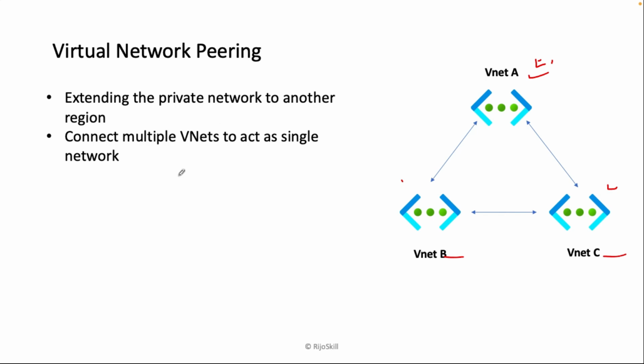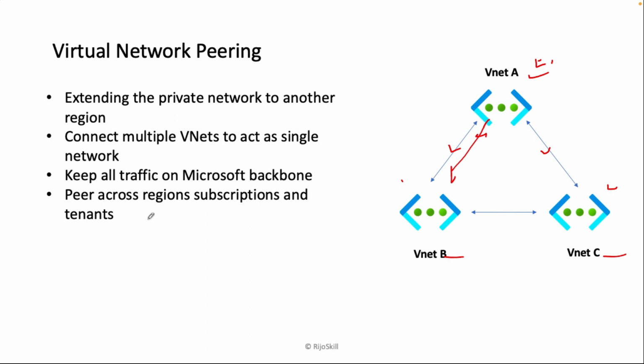So what is the benefit? Connecting multiple VNets so they act as a single network. You can connect VNet A with VNet B and VNet C, so you can get connectivity between VNet A and VNet C, and between VNet B and VNet A also. You can make the connectivity vice versa, and keep all traffic on the Microsoft backbone, because this traffic will not connect with the public network. All the connectivity goes through the Microsoft backbone.